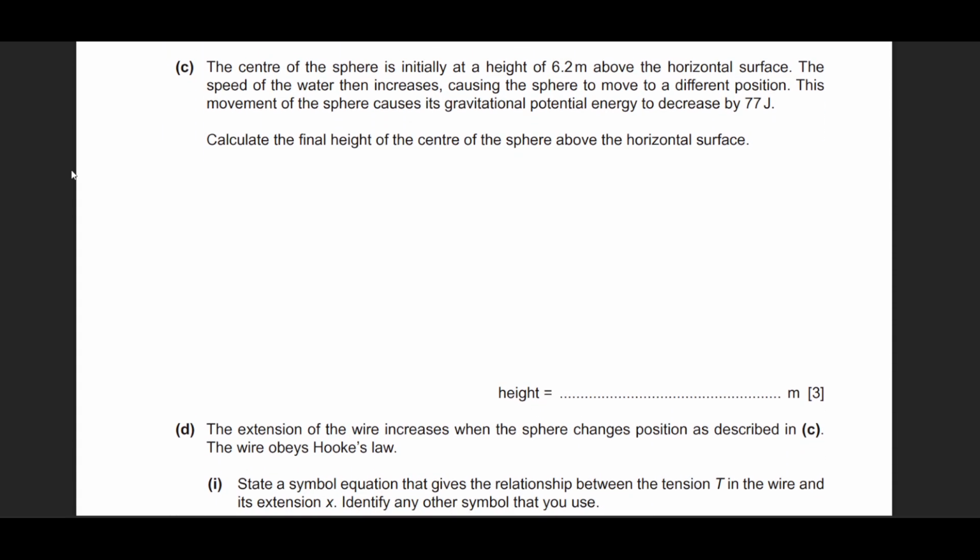Moving on to part C, he says that the sphere has an initial height of 6.8 above the horizontal surface. The speed of the water increases. Okay, fine. This causes the sphere to move to a different position. This movement of the sphere causes gravitational potential energy to decrease by 77. Yes. Calculate the final height of the sphere above the horizontal surface.